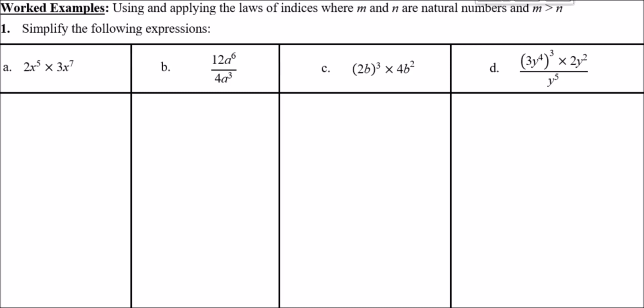Treat the numbers first. Treat the coefficients first. So we have 2 times 3, that's going to be 6. x^5 times x^7, we just add the exponents. 5 plus 7, that's x to the power 12.